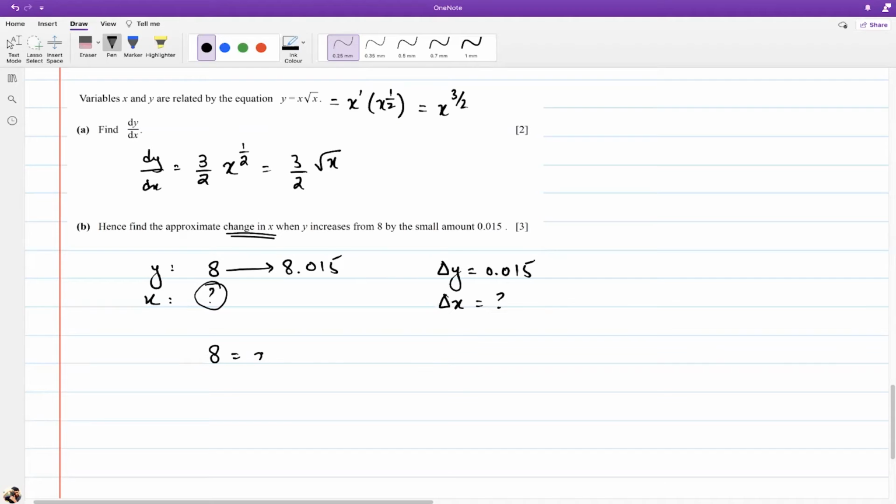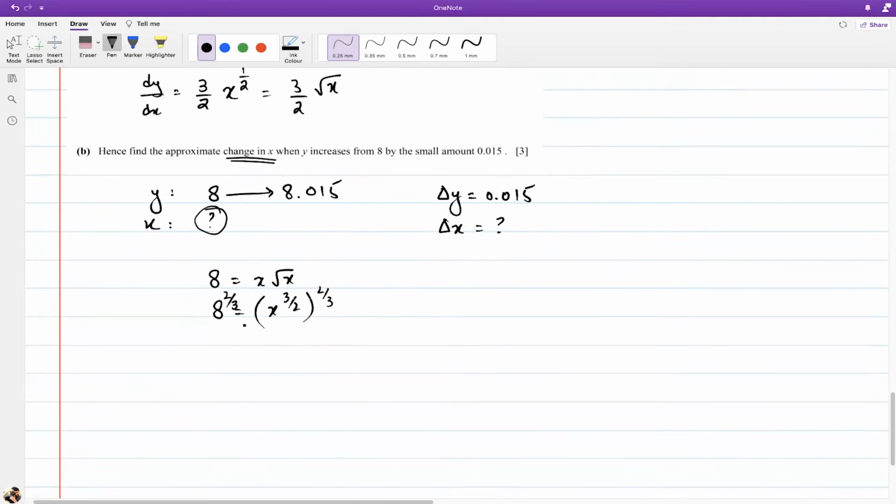So 8 is equal to x square root x. So 8 is equal to x power 3 by 2. So obviously इसकी power 2 by 3 हो जाएगी. To cancel that out, power को opposite कर देंगे हम. So हमारे पास बन जाएगा, what is 8? 8 is simply 2 square root 2. तो उसकी power 2 by 3 जब होगी तो x equals 2 आ जाएगा हमारे पास.